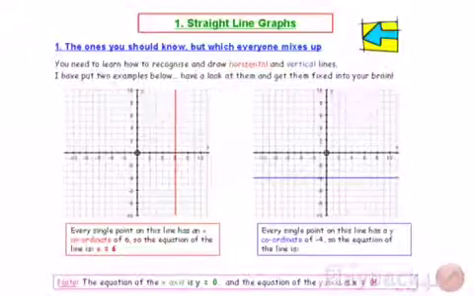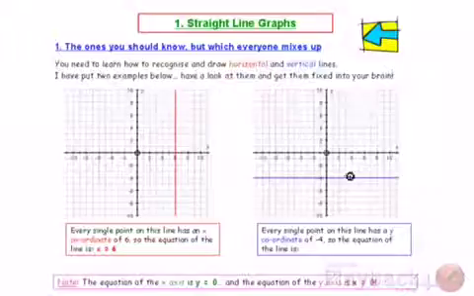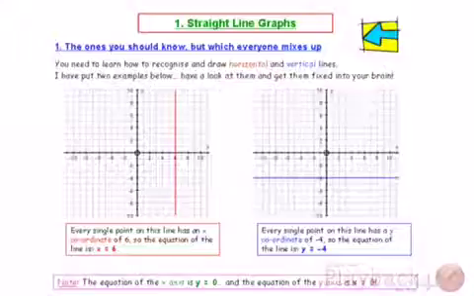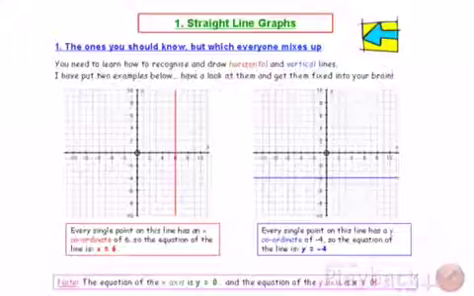For horizontal lines, it's the same idea, but this time we know every point on the line is going to have the same y, and it's going to be y is equal to -4 for this blue line. Remember that the equation of the x-axis is y is equal to 0, and the equation of the y-axis is x equal to 0.